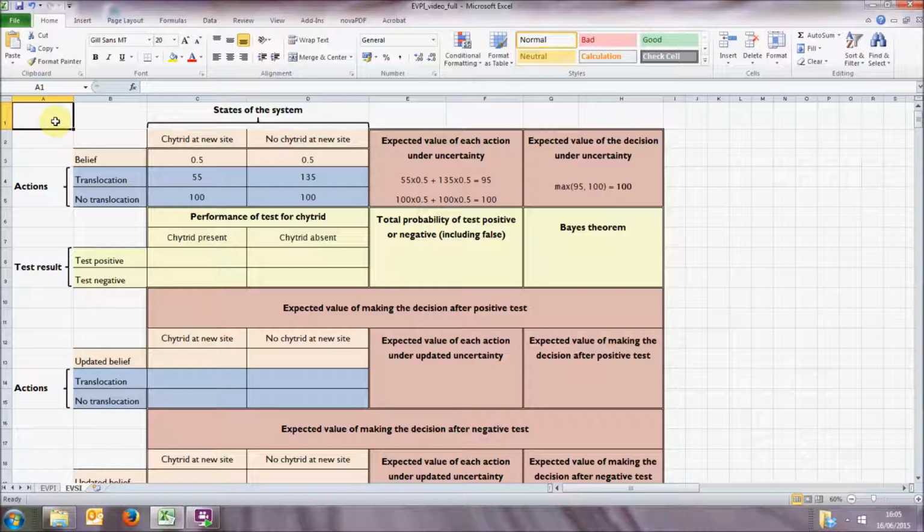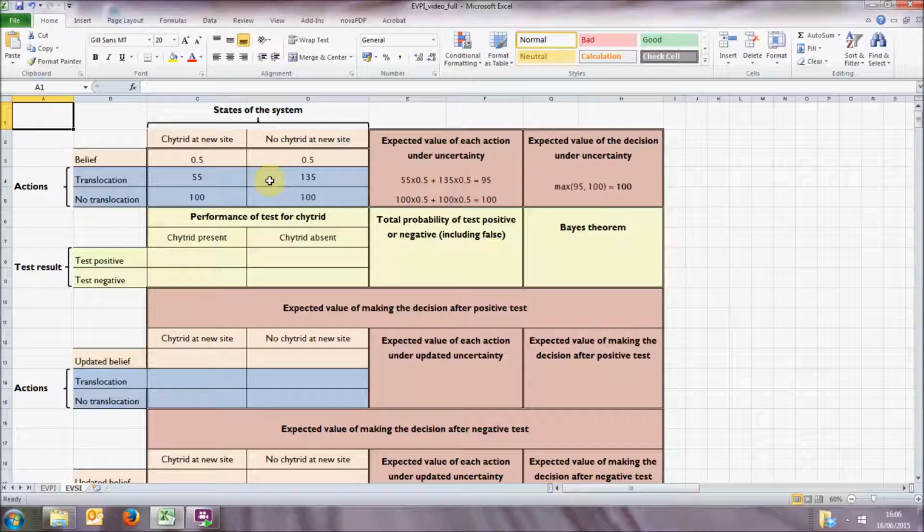We have a population of a frog species within a protected area. Our objective is to maximize the number of individuals in the protected area by the end of the next 10 years. And we have specified the actions available, translocation or no translocation. We have formulated hypotheses about uncertainty, so the presence or absence of chytrid fungus at the new site. We have defined our belief in either hypothesis being true, 50% respectively, and we have predicted the outcomes of each action under each state of the system.